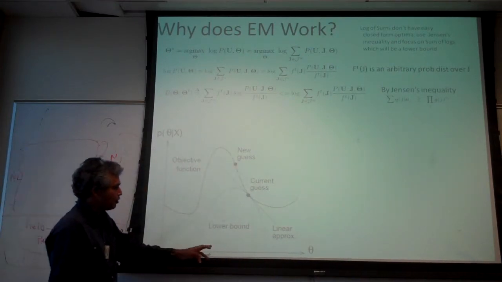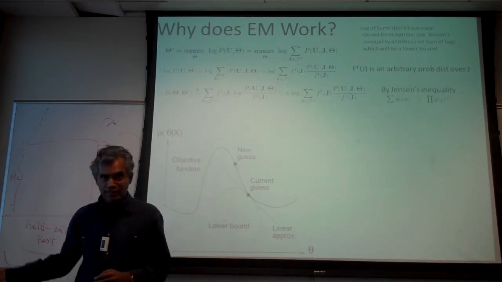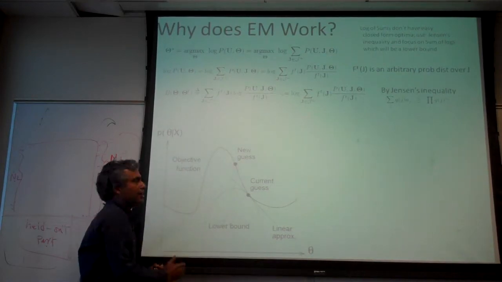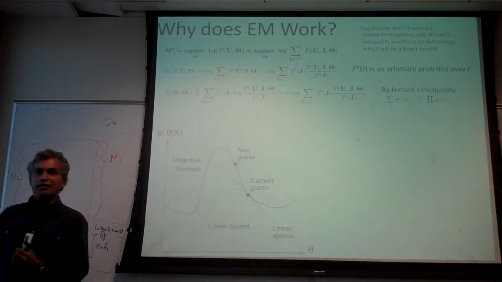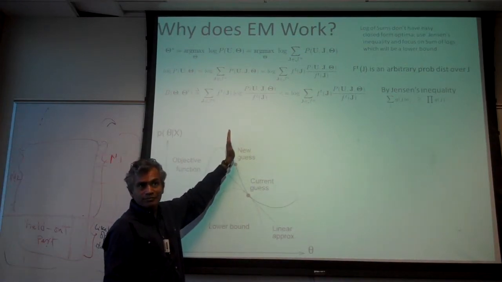So basically this will be your new guess now. And you see the likelihood with respect to the new guess. And then you compute the lower bound again here. It will look something like that. And then you take the maximum there, of that lower bound again. And then at some point of time you will reach here.